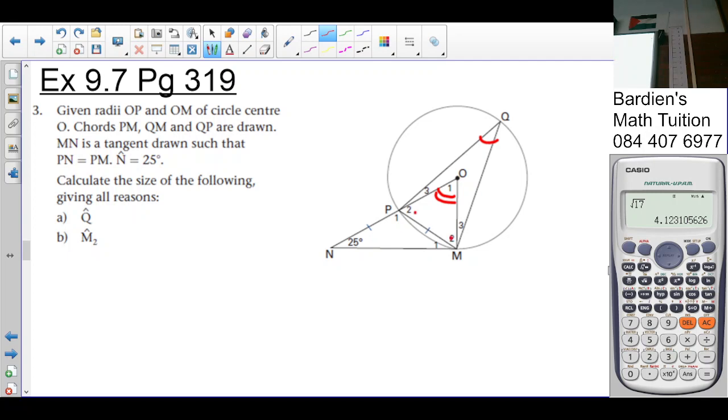Then we are told that MN is a tangent such that PN is drawn. So if MN is a tangent, what can be derived from here? M1 is equal to Q. Why?